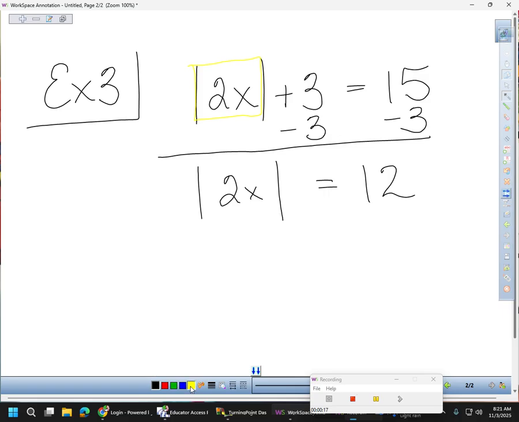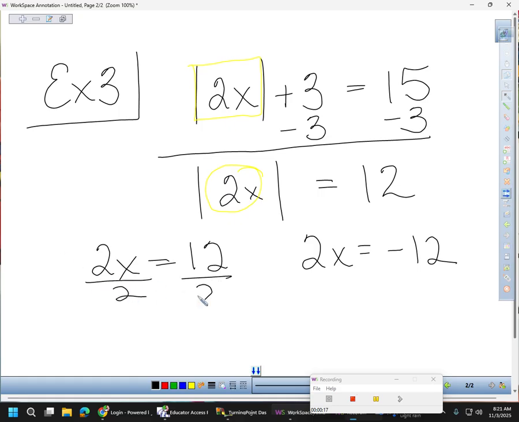So I'm going to take what's inside the absolute value, and I'm going to set it equal to the positive of what's on the right. And I'm going to take what's inside and set it equal to the negative of what's on the right. So I'm always going to have 2. Solve the first one. I divide by the coefficient on x. So I get x equals 6. Solve the second one. I divide by the coefficient on x. I get x equals negative 6.